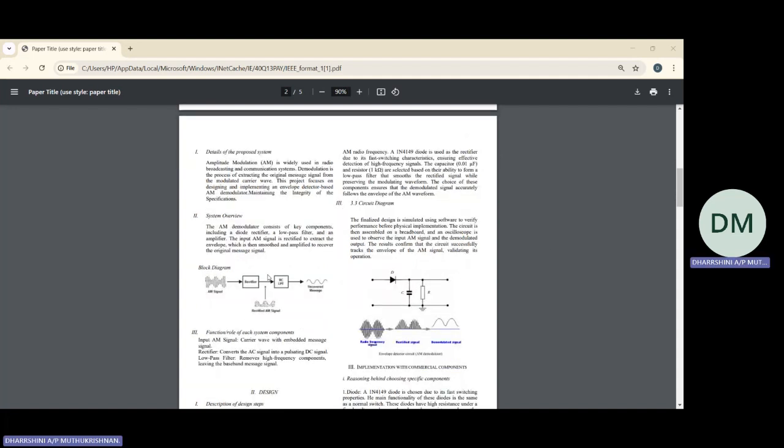This is the block diagram of the demodulator. The first one is the AM signal going to the rectifier, then to the low pass filter, then we recover the message.